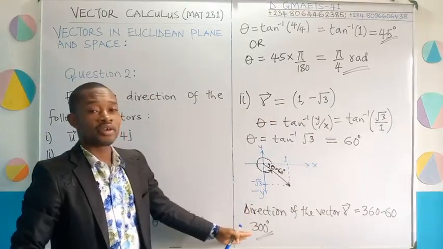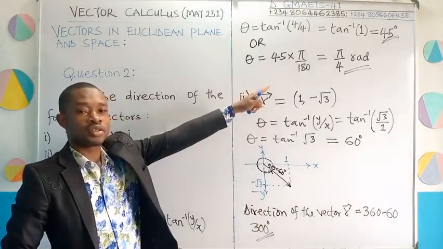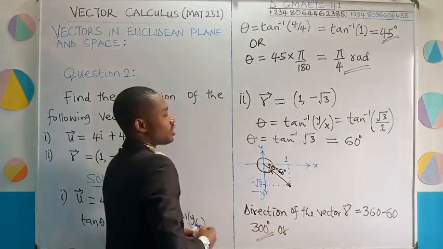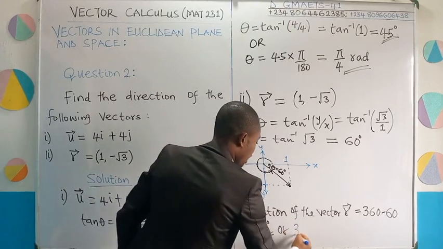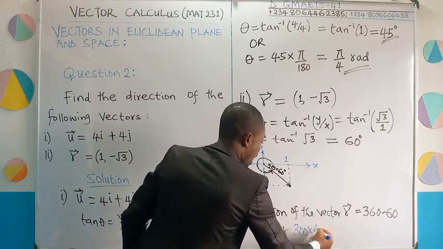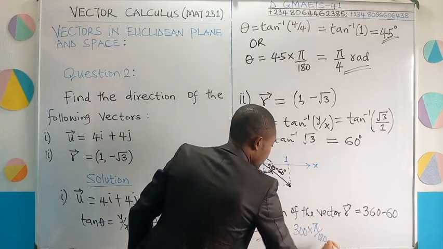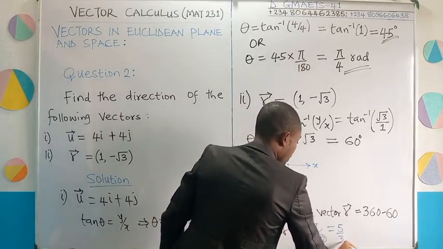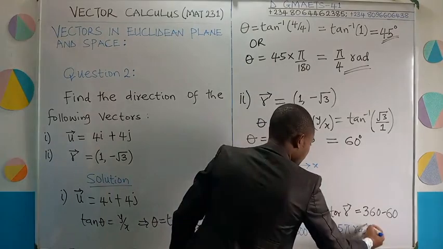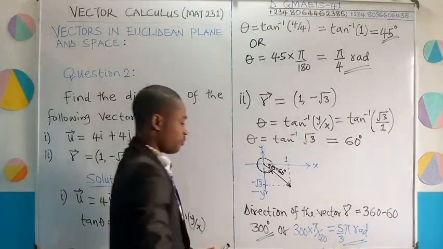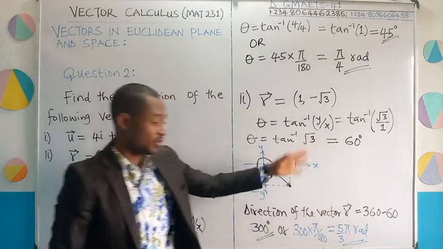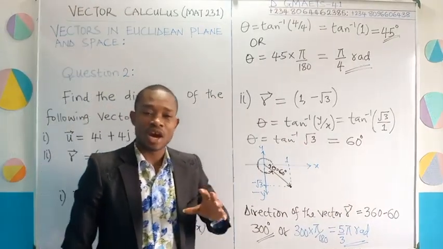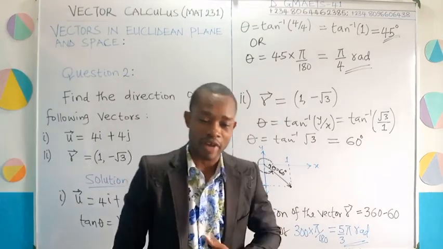Take note, this 300 degrees can still be converted to what? Radian. So let me just say R. If I want to convert to radian, I'll simply multiply the 300 by what? Pi over 180. If you do this, 0 goes off. So this is going to be 5 over 3 pi radian. So this is an alternative way of presenting the answer in radian. And that is how we obtain the direction of two-dimensional vectors. Is that okay?